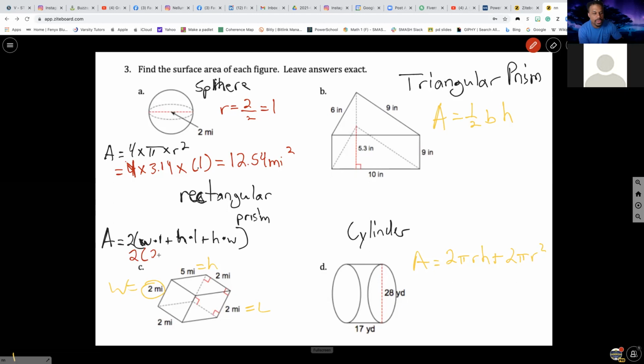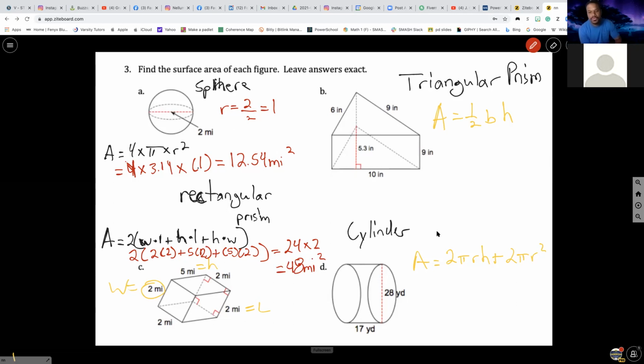For the rectangular, we just plug that in. 2 times the width times the length plus the height times the width plus the height times the length. And you just do the math. That's 2 times 2, which is 4, plus 5 times 2, which is 10, plus 5 times 2, which is 10. So that's 24 times 2. So 24 times 2, what's that? 48? So it's 48 miles squared.